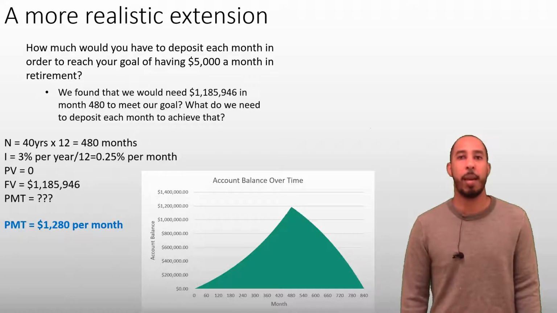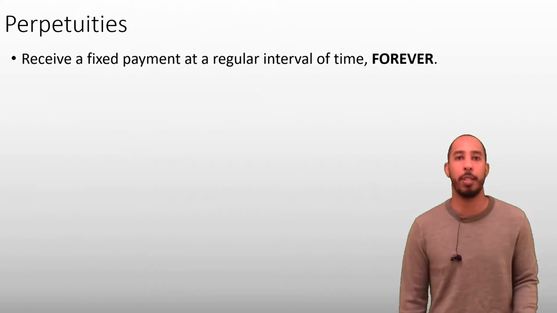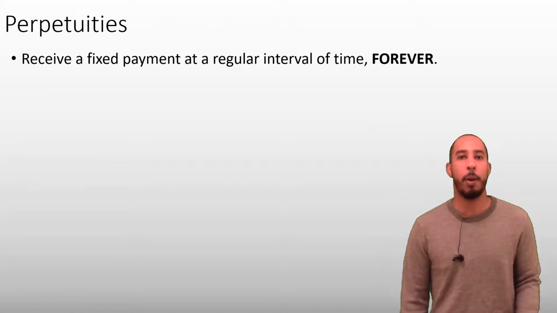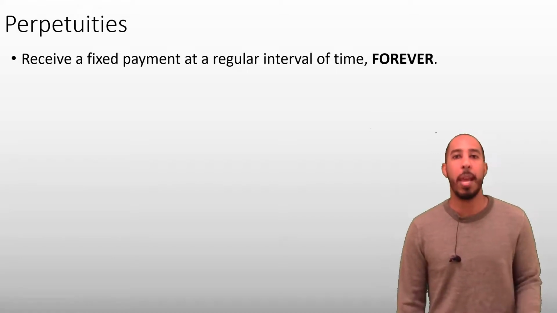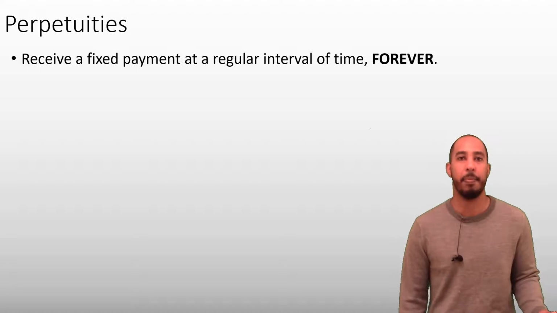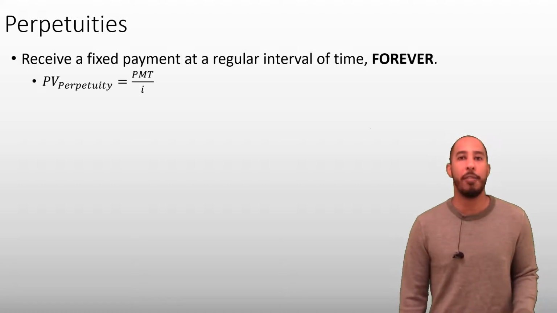The final type of special annuity we'll cover here is called a perpetuity. The defining feature of a perpetuity is that the cash flows continue forever. You get a payment next year, the year after that, 1,000 years from now, 10,000 years from now. They never stop. We can find the present value of a perpetuity with a very simple formula. We could say that the present value equals the perpetual payment amount divided by the interest rate.